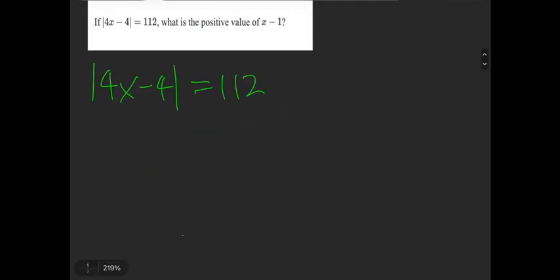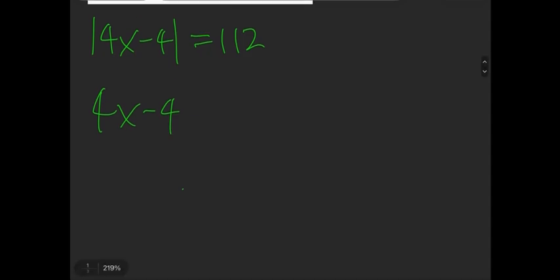We're trying to find the absolute value of 4x minus 4. If the absolute value of 4x minus 4 equals 112, what are the possible values that 4x minus 4 could be? We know that the distance between 4x minus 4 and 0 on a number line is 112. 4x minus 4 could either be on the left side of the number line, or on the right side of the number line, with 0 in the middle.